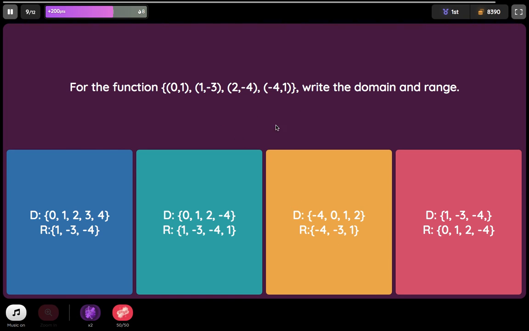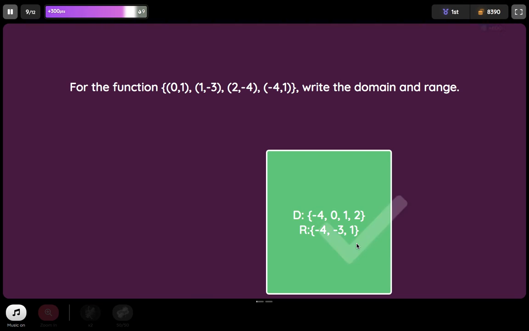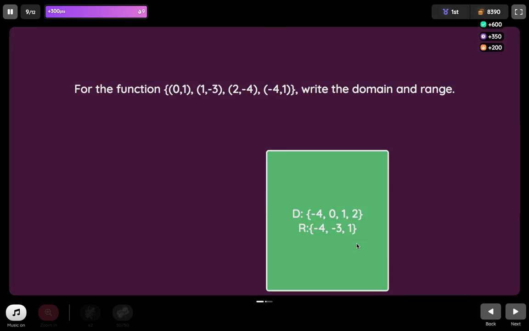The range, same thing. I got 1, -3, -4, and another 1. You only count the 1 one time. So I've got -4, -3, and then I meant +1. I said negative, but I meant positive. But that lists all the y values for your range.